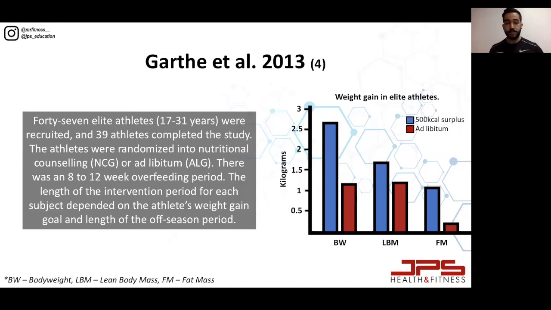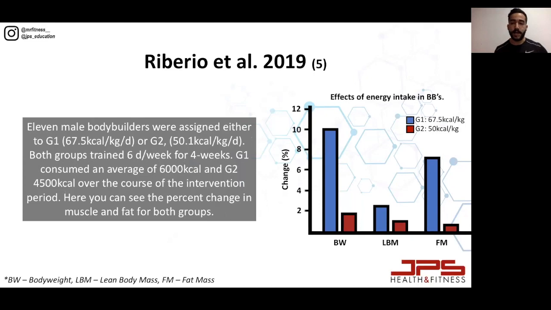Now, we have another study here, which was conducted in 2019 by Ribeiro on bodybuilders, so advanced bodybuilders who were at an IFBB level. Okay, so that's an advanced competitive federation. Now, the bodybuilders here were assigned to two groups. One group consumed 67.5 calories per kilogram of body weight altogether on average. That was 6,000 calories. That's what they were consuming on a day-to-day basis for 4 weeks. That is a very large amount of calories, okay?